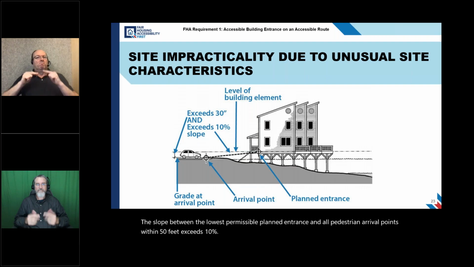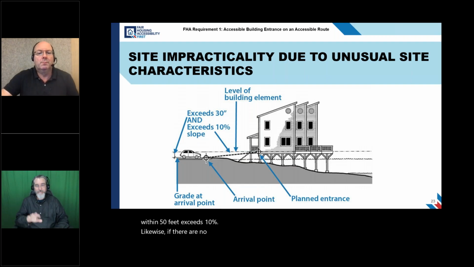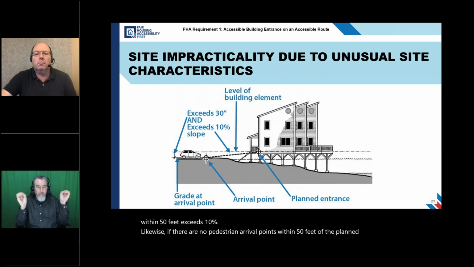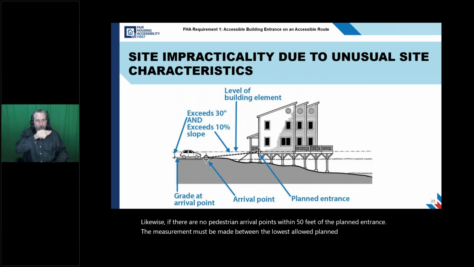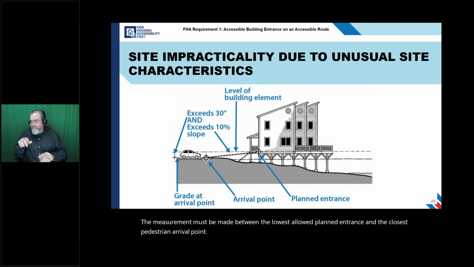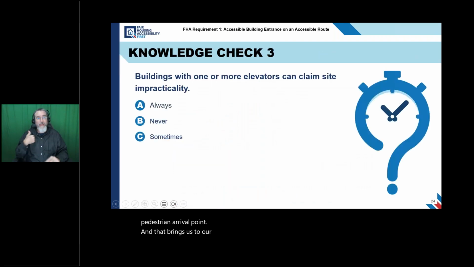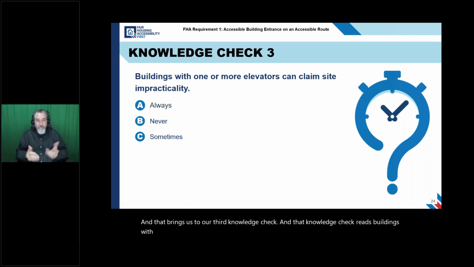Likewise, if there are no pedestrian arrival points within 50 feet of the planned entrance, the measurement must be made between the lowest allowed planned entrance and the closest pedestrian arrival point. And that brings us to our third knowledge check. And that knowledge check reads, buildings with one or more elevators can claim site impracticality.